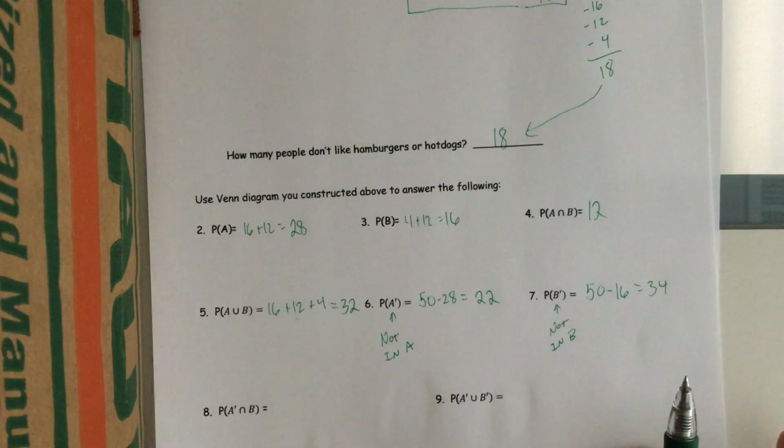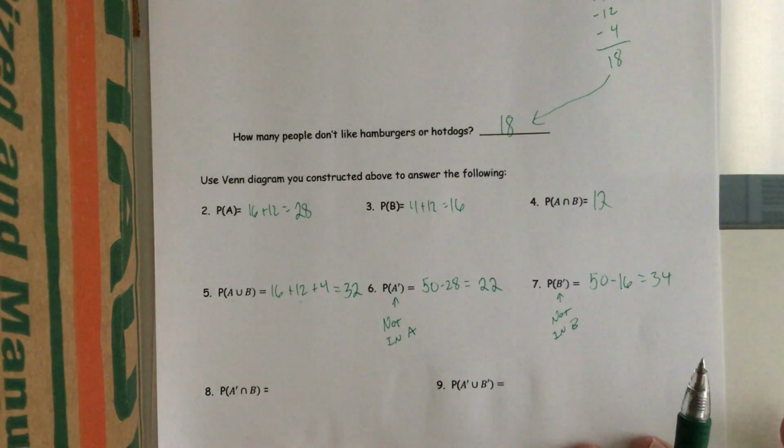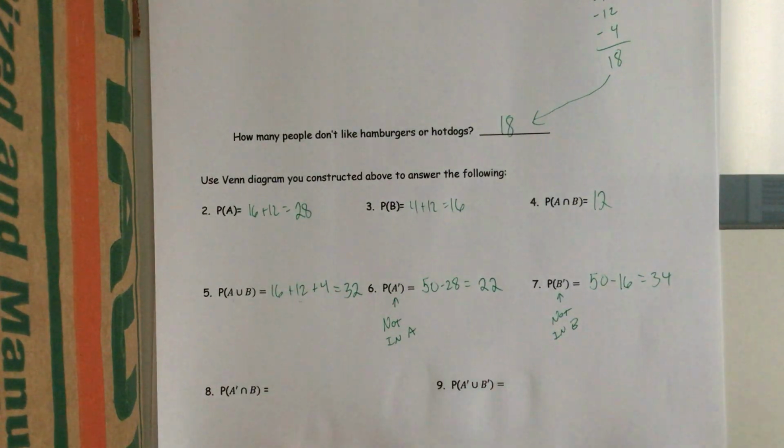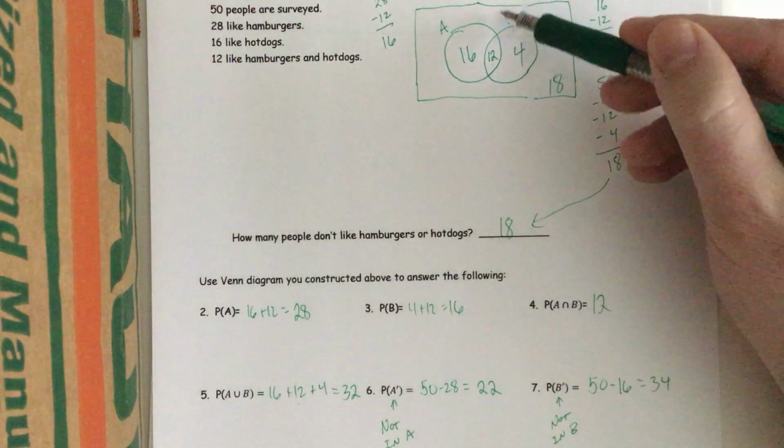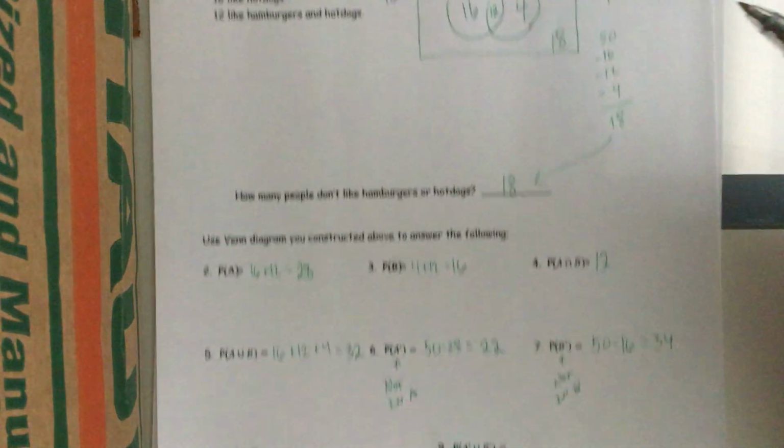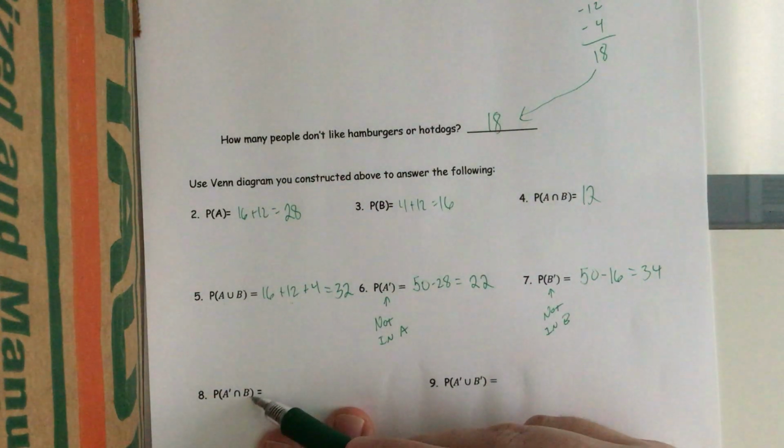All right, and these last two are very tricky. We've got to think very carefully about this. So this last one, we're doing an intersection. All the people not in A and all the people in B. So we only want to count the people who are not in A and they have to also be in set B. So all the people not in set A would be everything outside of that circle A, but it also has to be all the people in B.